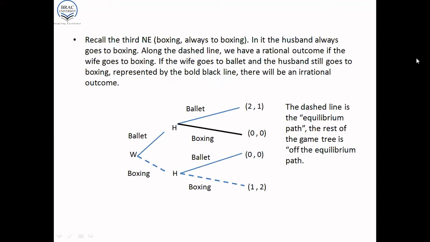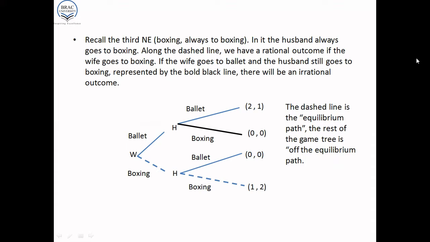So let's look at this game tree and recall the third Nash equilibrium, in which the wife went to boxing and the husband's strategy was always to go to boxing. Along the dashed line, we have a rational outcome if the wife goes to boxing. If the wife goes to boxing, the husband observes and then goes to boxing, he will end up with a payoff of 2. And that is a rational outcome.